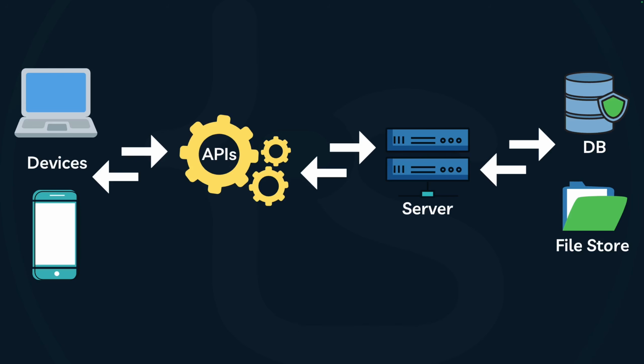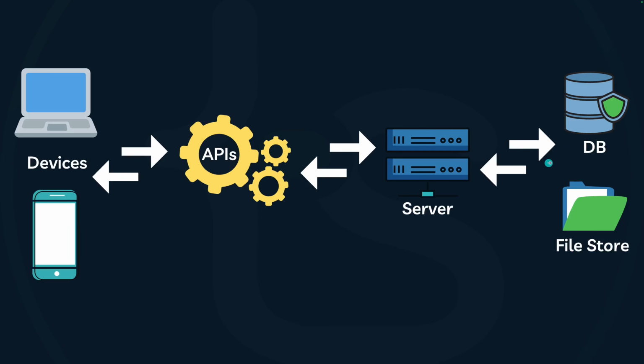Taking the previous example and the analogy forward, here the clients are the handheld devices like the laptop and a mobile. And then at the back, you have a data store like a database or a file store. You also have an application server. And in front of that, you have APIs.